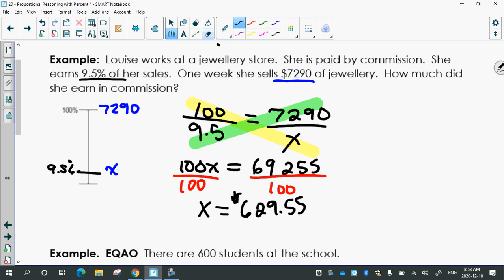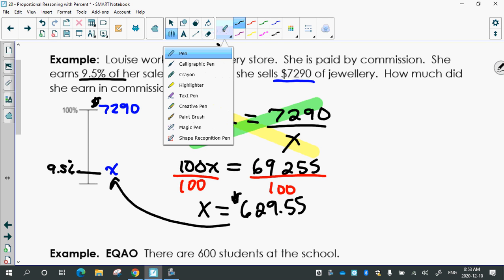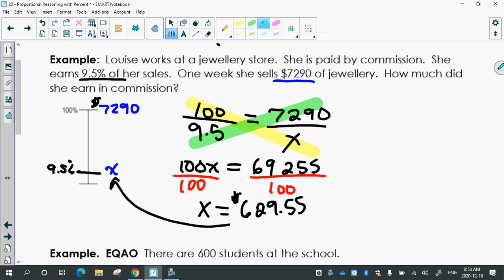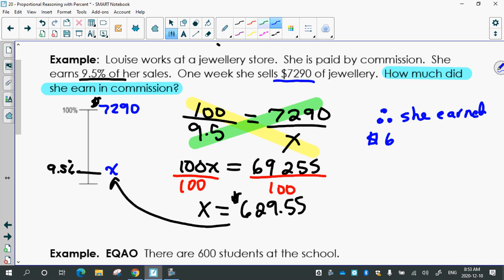And then again, if you forget what it is, we come over to our organizer. This side is money, right? And then make sure you answer the question, which was how much did she earn in commission? So therefore, she earned $692.55 in commission.